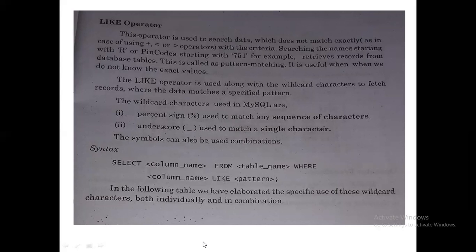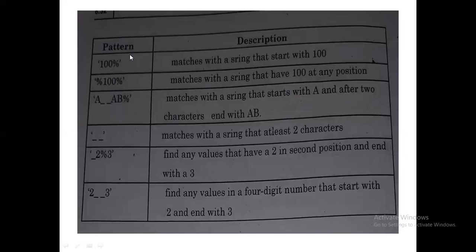So here the syntax is: select column name from table name where column name like, and you have to write a pattern. In the following table, these are the examples. If you write 100 and percent, it matches a string that starts with 100, but after the 100 anything can be present, any character or digit. Percent, 100, percent matches a string that has 100 at any position. Then underscore ab percent matches a string that starts with any one character followed by ab.